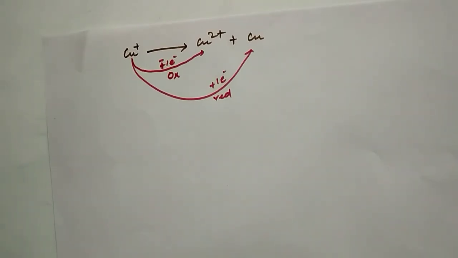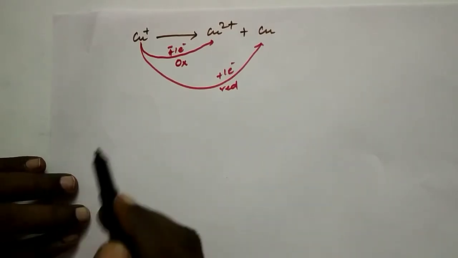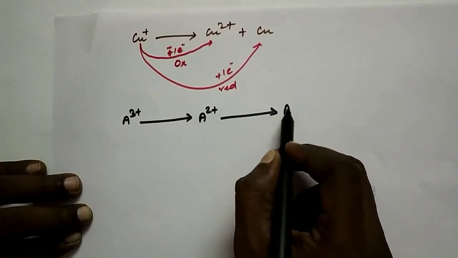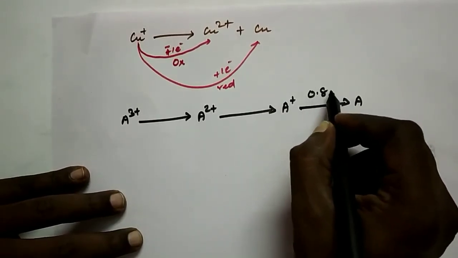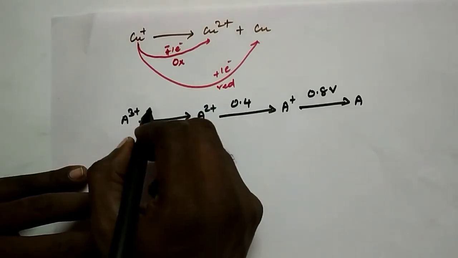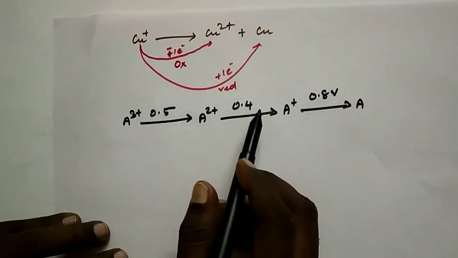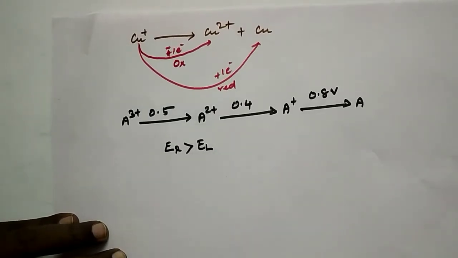So, the Latimer diagram can be used to identify whether a particular species undergoes a disproportionation reaction or not. How is it done? Take for example A3+, A2+, A+, A. Assume that the reduction potential of the first step is 0.8 volt, here it is 0.4 volt, and here it is 0.5 volt. Now look at each species and see the reduction potential on its right and left. If E right is greater than E left, then that species undergoes disproportionation. If the reverse, it doesn't.